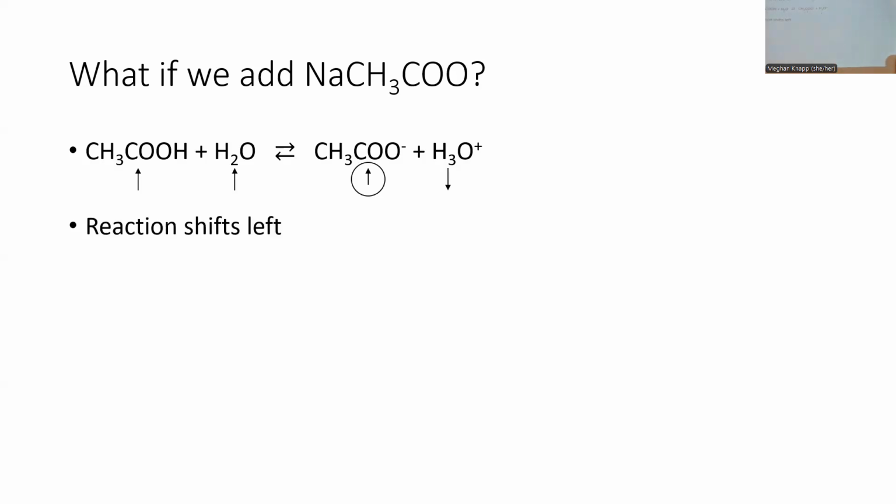So how do we measure pH? By the concentration of this. So if the concentration of H3O plus is going down, it's less acidic. Okay, so this is why we consider that to be a base. Even if we never had acetic acid present and we just dissolved NaCH3COO or sodium acetate in water, it would have a basic pH.